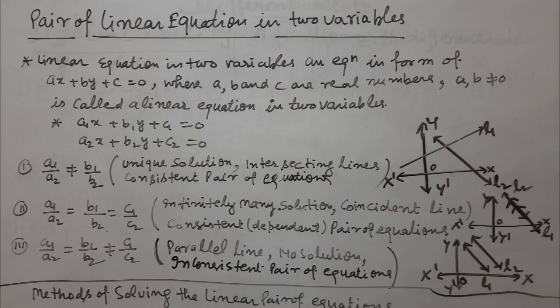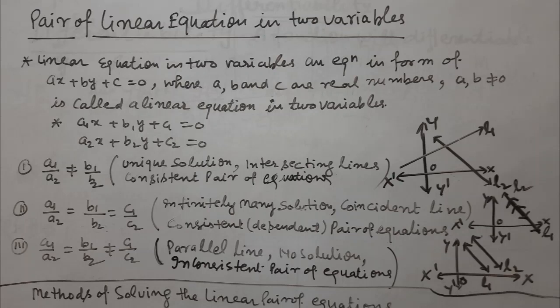Now, in this video, I will discuss pair of linear equations in two variables. What is a linear equation? A linear equation in two variables is an equation in the form of ax plus by plus c equals 0, where a, b and c are real numbers, and a, b not equal to 0. If a or b is 0, then this equation will convert into one variable.